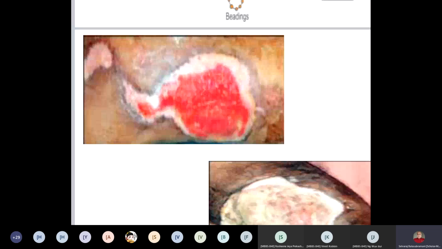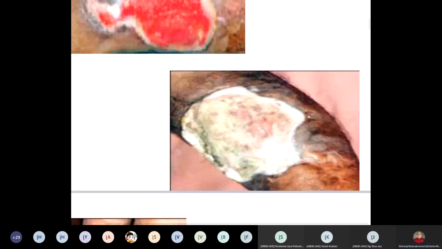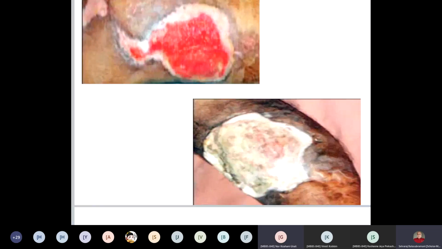Okay, in this second picture, you are not seeing much granulation tissue. So what type of ulcer is it? It is not a healing ulcer. Is it a gumma? No, this is not gumma. Callus ulcer. What do you mean by callus ulcer? Non-healing ulcer. Very good. In a non-healing ulcer, you won't see much granulation tissue. See the difference between the first ulcer and the second one.